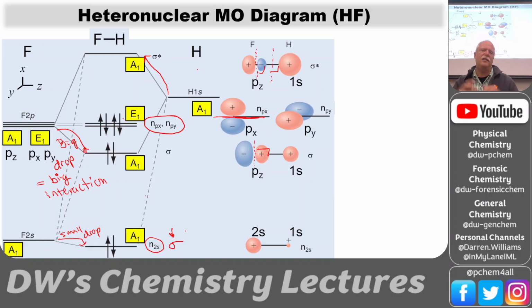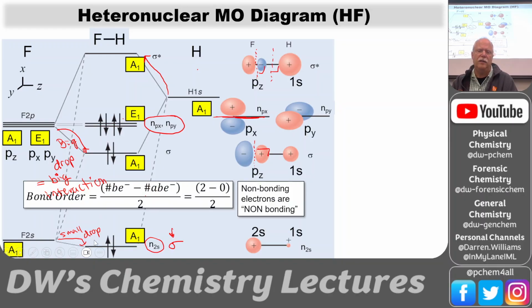And so the whole concept of labeling them sigma and sigma star, pi and pi star, it works 80% of the time, I'll say. And that's not satisfying. So again, these non-bonding electrons are non-bonding, and so we would only count these 2 right here as the bonding electrons. Okay.